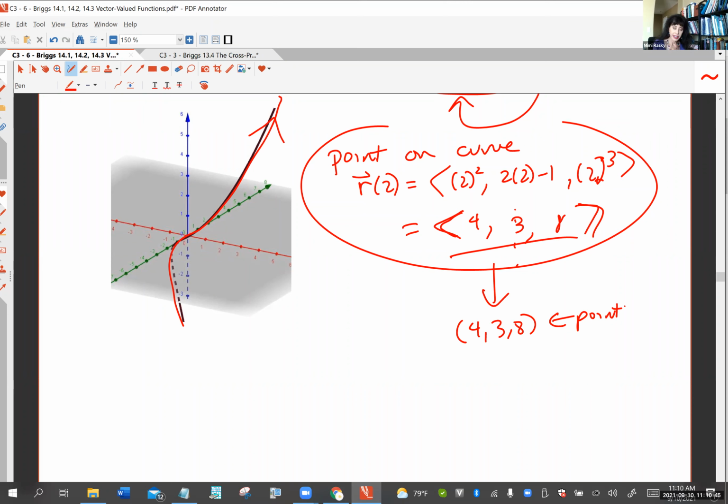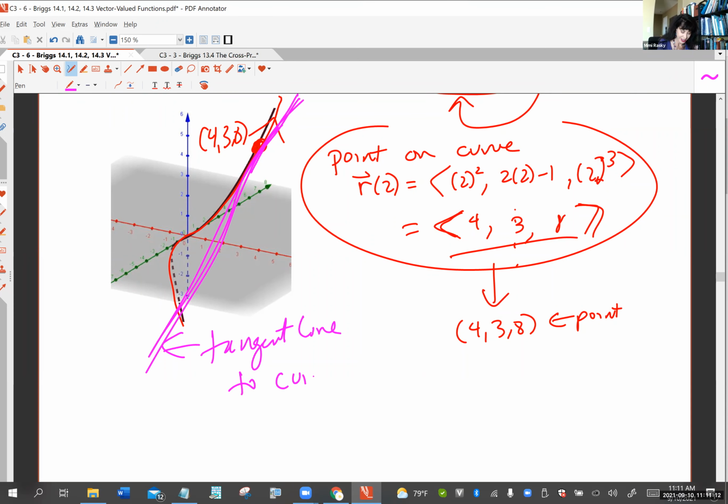Okay, so if I graph where 4, 3, 8 is, let's just say it's like way up here. Here's the point 4, 3, 8. Okay, fine. Now I'm going to try to draw a tangent line to this curve. I'm not real good at drawing straight lines, but hopefully you can appreciate. Well, that's really sad. Okay, that's supposed to be a straight line, folks. That's your tangent line to the curve.